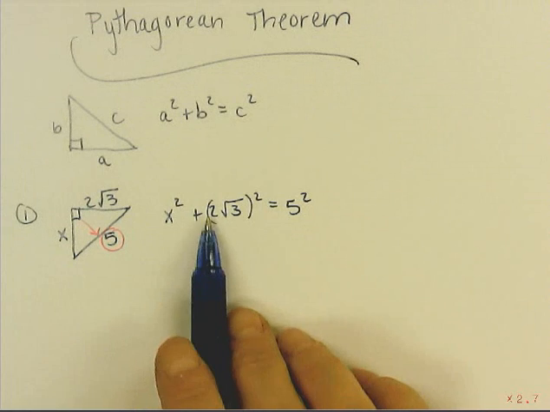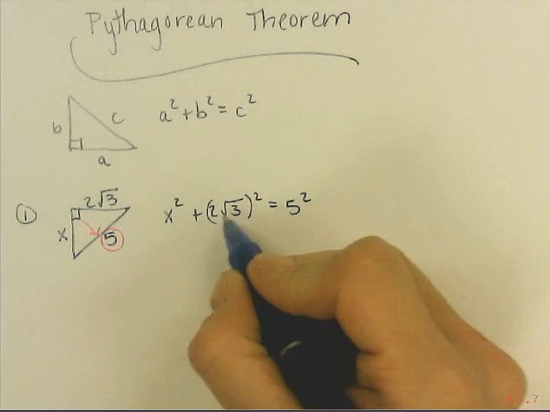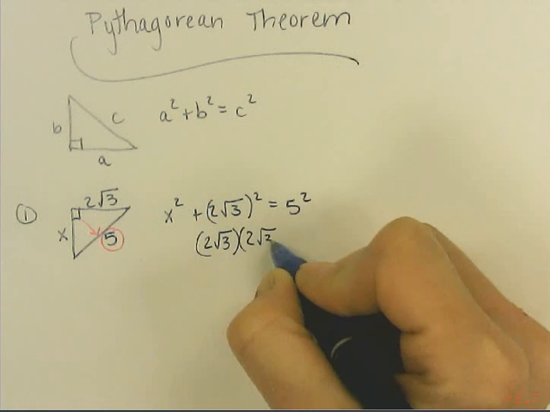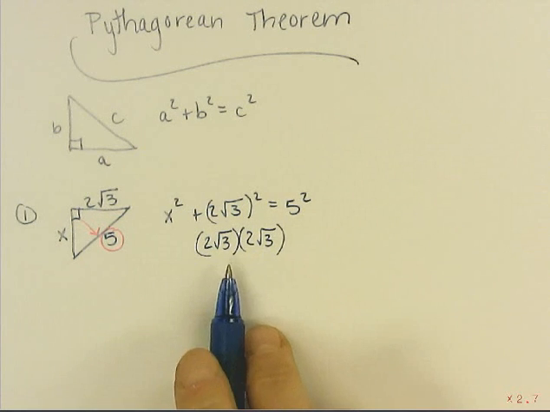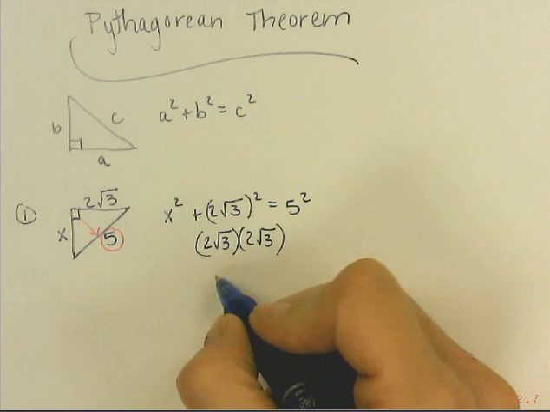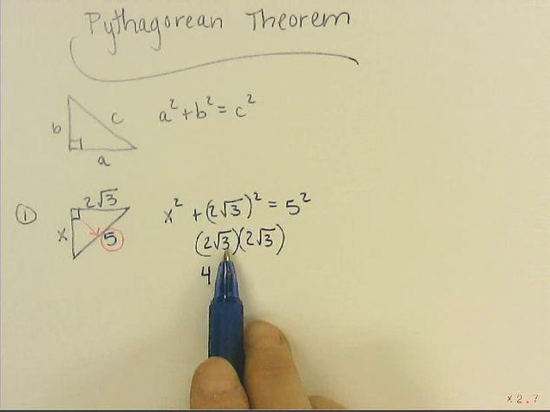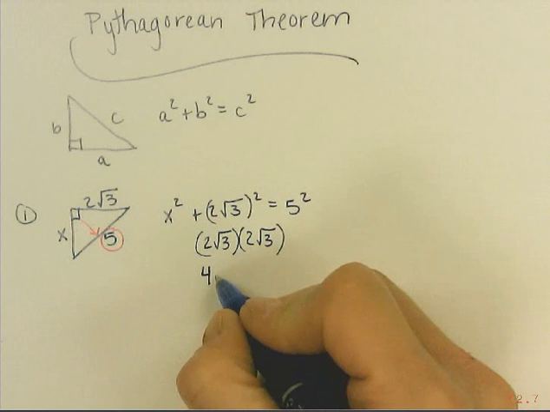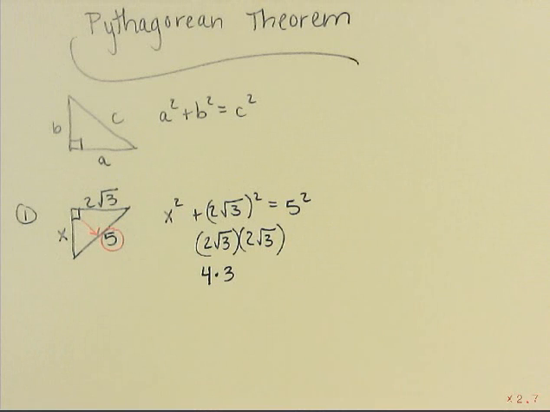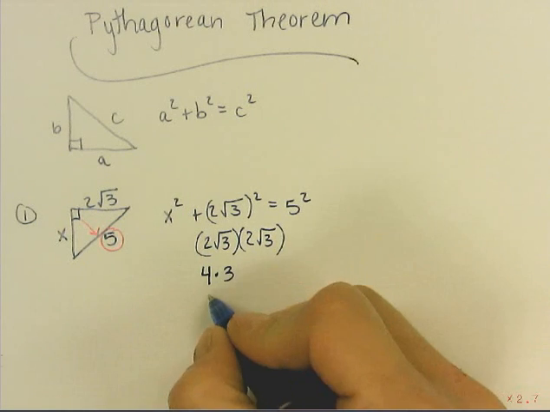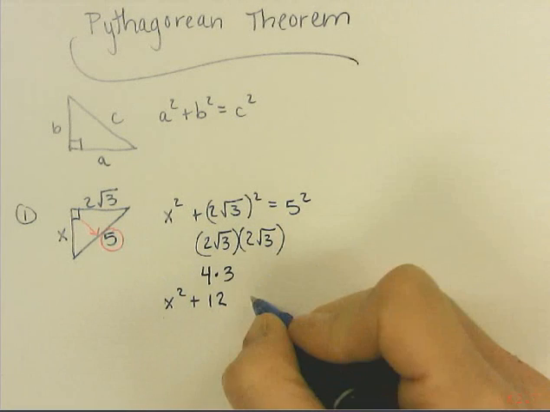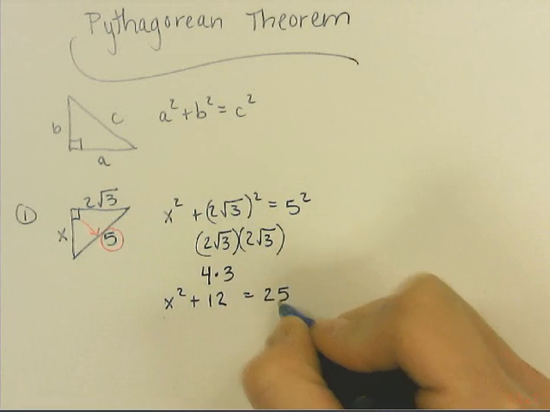Now the tricky one on this is multiplying this out with radicals. Remember, this means to multiply 2 root 3 times itself. So it helps to write this out because a lot of mistakes can occur. When we multiply something like this, we can just multiply the whole numbers, 2 times 2, which is 4. And remember, root 3 times root 3 is square root 9, which is 3. Remember, it just undoes that radical. So you should not have a radical in your answer. So 4 times 3, that whole thing goes to 12. Okay, so we have x squared plus 12 equals 25.